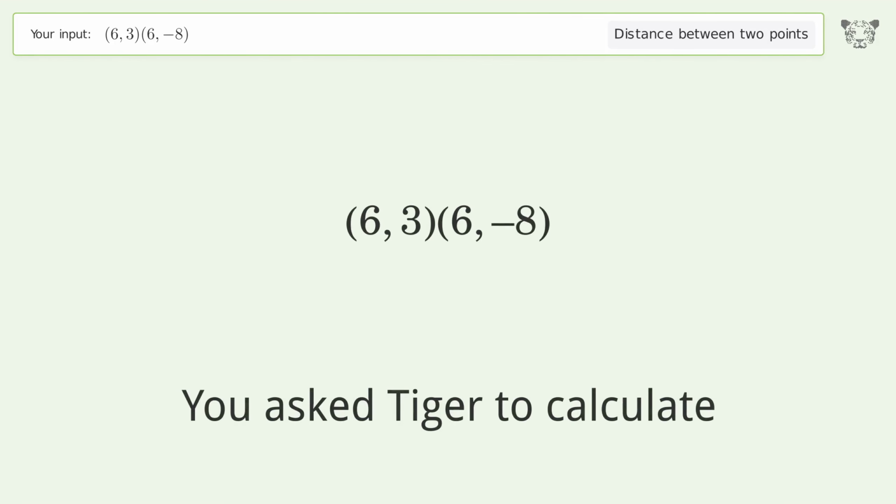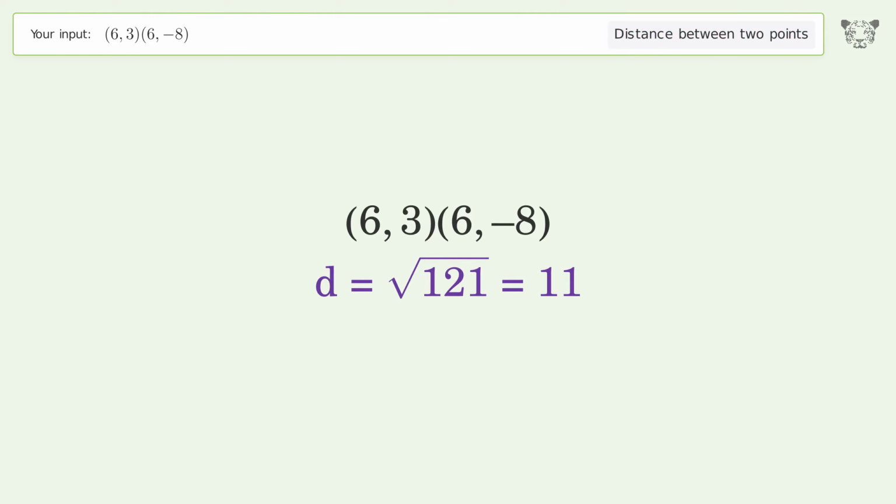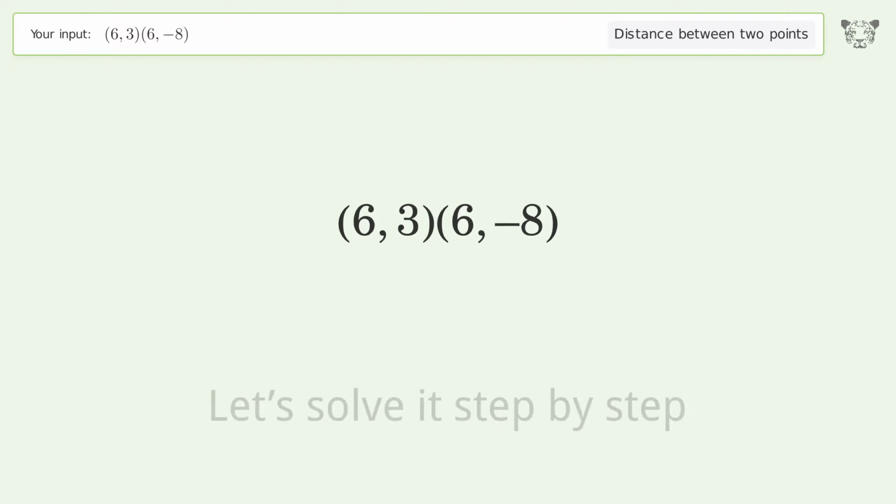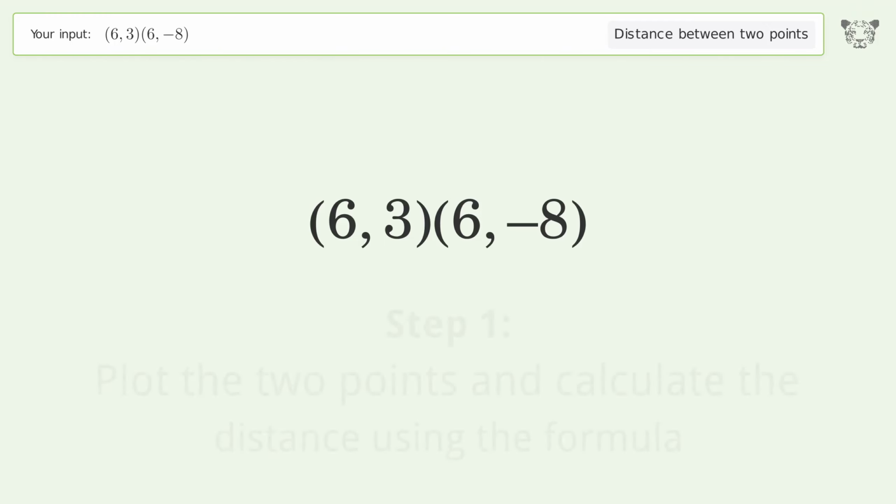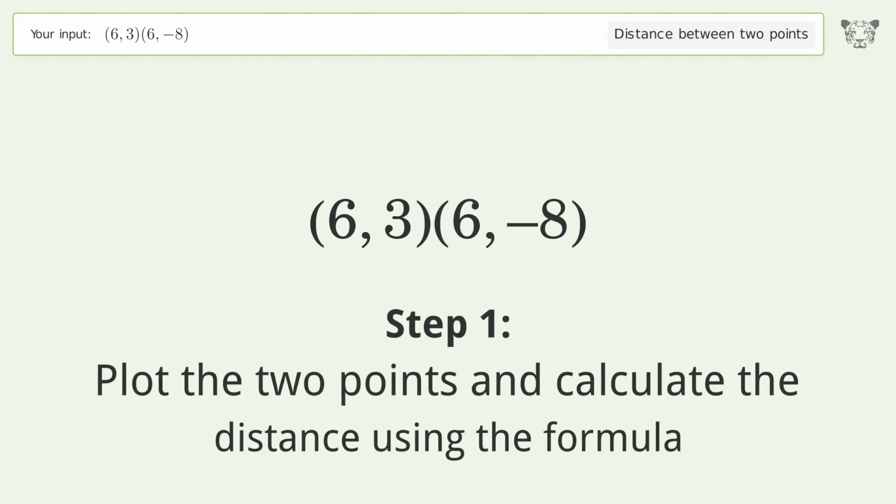You ask Tiger to calculate. This deals with the distance between 2 points. The distance between the 2 points is the square root of 121, or 11. Let's solve it step by step. Plot the 2 points and calculate the distance using the formula.